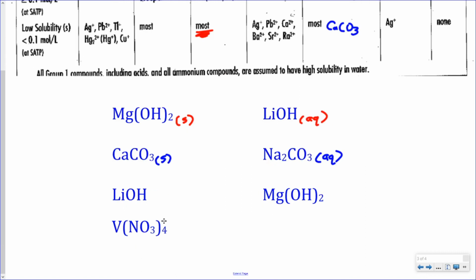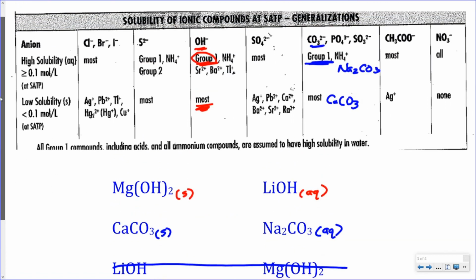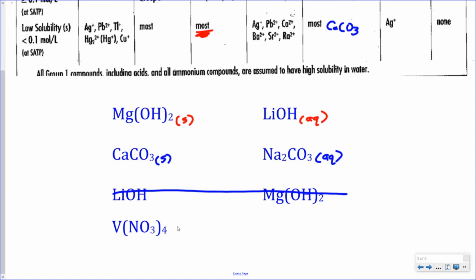Let's do one more example. So vanadium nitrate here. Again, we look at our anion, it's nitrate. Go back up to our table. Nitrate is right here. Anytime you get a nitrate, it's nice and easy because every ionic compound with nitrate in it has high solubility. So vanadium nitrate is going to be aqueous.